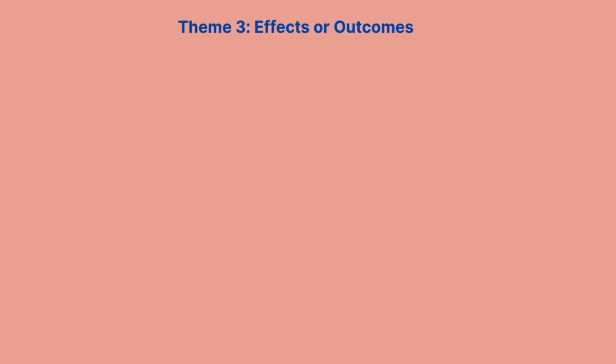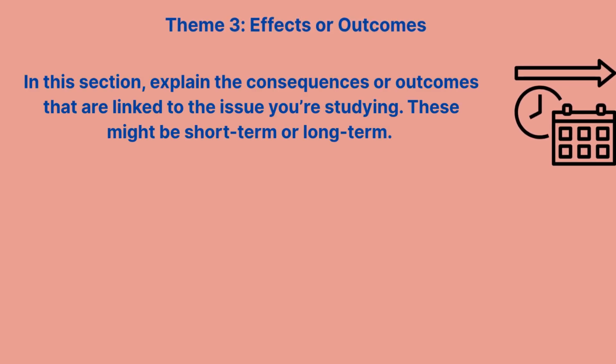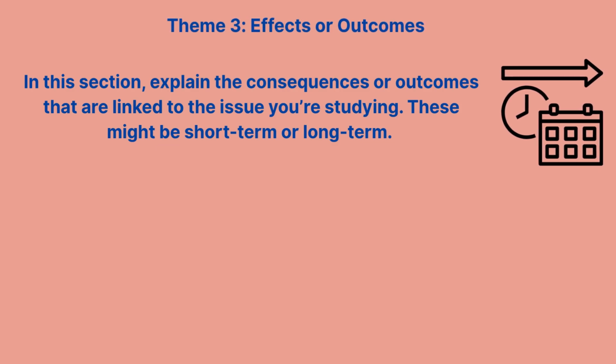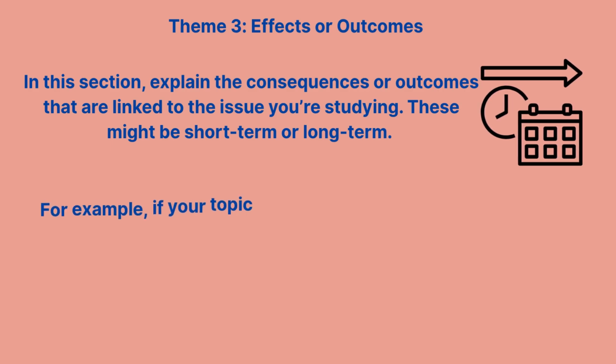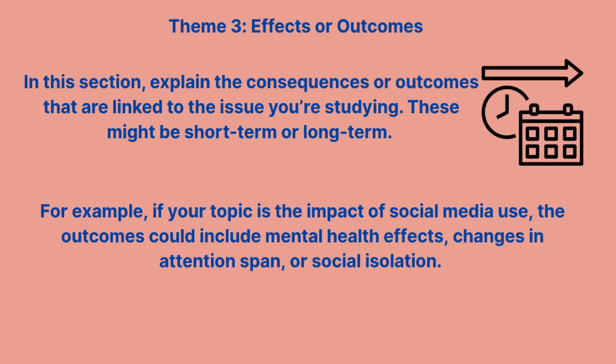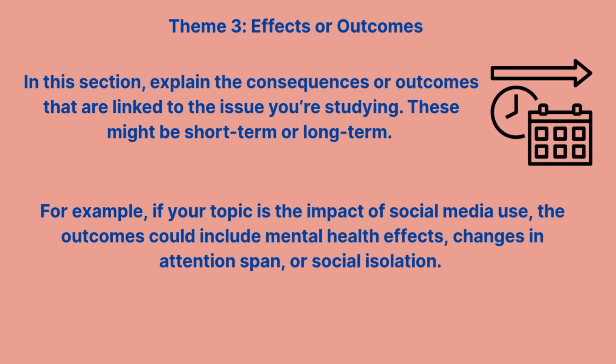Theme 3, Effects or Outcomes. In this section, explain the consequences or outcomes that are linked to the issue you're studying. These might be short-term or long-term. For example, if your topic is the impact of social media use, the outcomes could include mental health effects, changes in attention span, or social isolation.